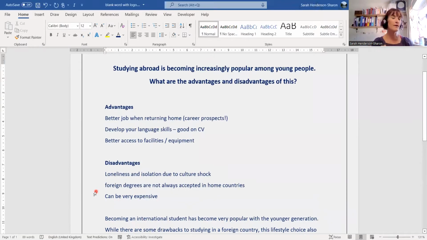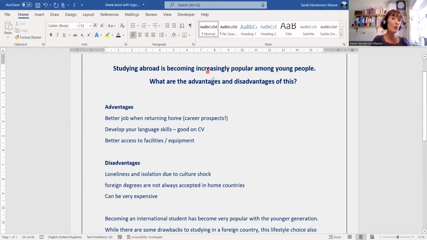And students often get very, very worried about this paraphrase, thinking, oh my gosh, I've got to find a synonym for every word and kind of do all this clever stuff. And yeah, you can do that. So I've got studying abroad, becoming an international student. I couldn't think of a synonym for popular, but I haven't really worried about it.